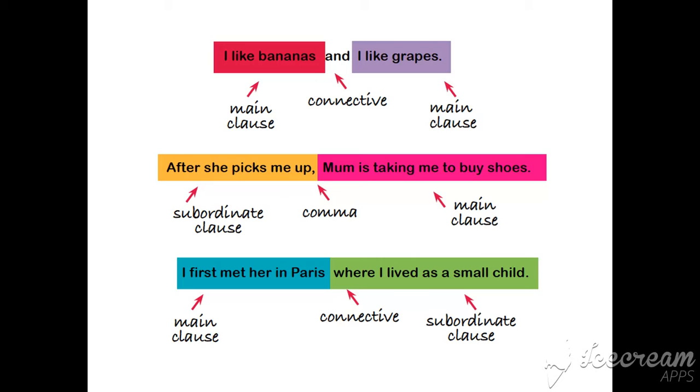Let's look at the examples. The complex sentences can consist of two main clauses as well, joined by a connective. They can consist of a subordinate clause and a main clause as well. And another way is that the main clause is joined by a subordinate clause using a connective in between.